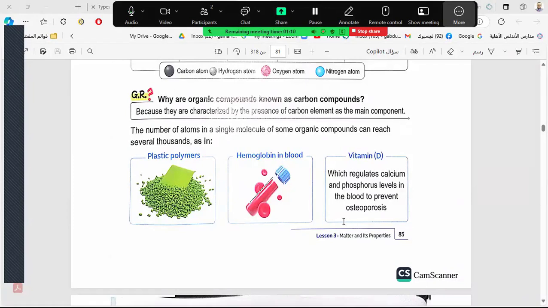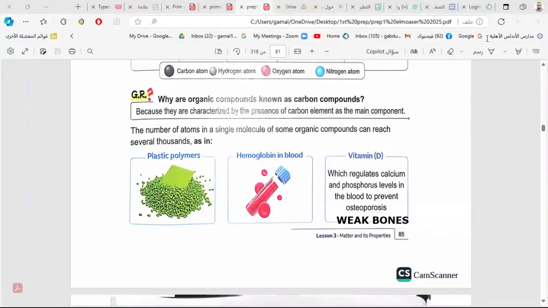They say it's because of Pepsi. Yes, because of Pepsi, bravo. The weak bones disease. Okay? Yes. Don't drink a lot of Pepsi. It is not good.